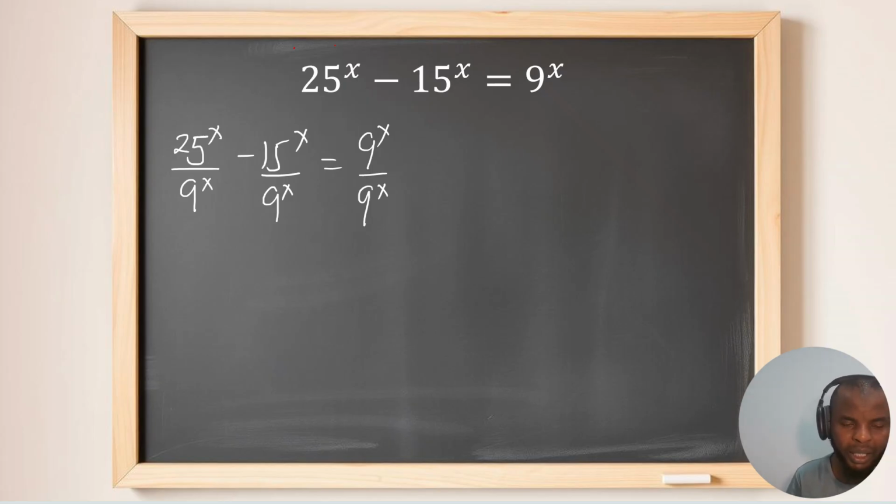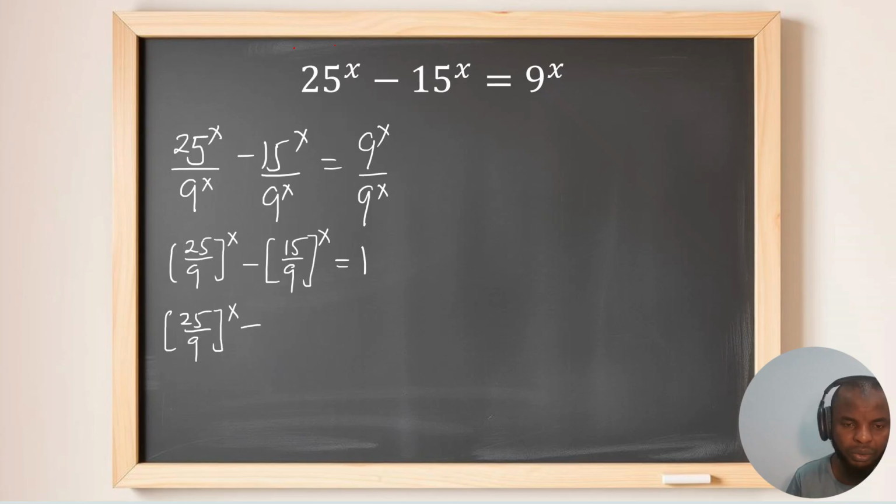Now, since both of them have the power of x here, I can write this as 25 over 9 to the power of x minus 15 over 9 to the power of x equals 1. Now, looking at this, 15 over 9 can be simplified further. I'm going to have 25 over 9 to the power of x minus 15 over 9. If you divide this by 3, we have 5. Dividing this by 3, we're going to have 3. So here I'm going to have 5 over 3 to the power of x equals 1.